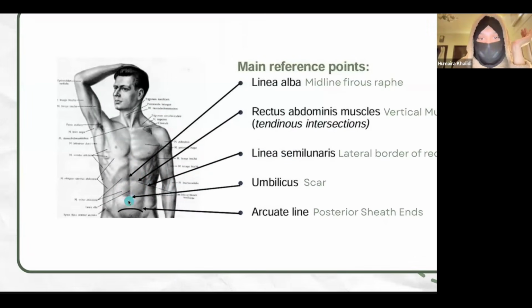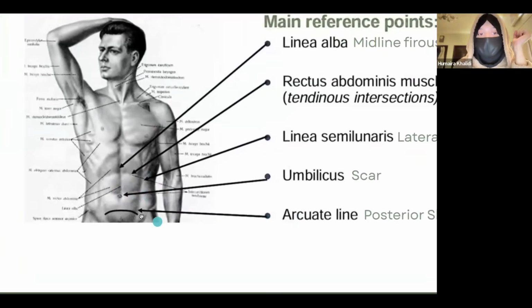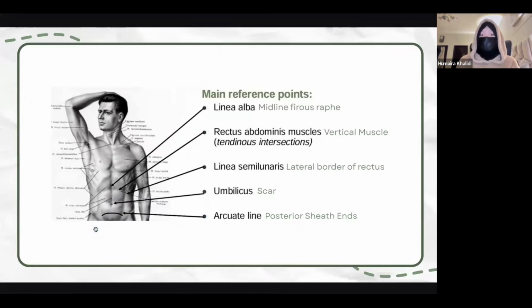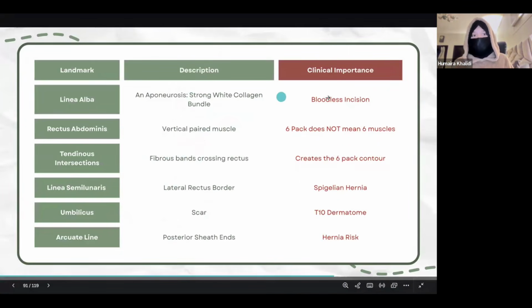You have the umbilicus scar, or the belly button. And you have the arcuate line, which is again a lighter whitish color line, which basically marks the end of the posterior sheath. It basically covers this. Okay, now again, a briefer description of every one of these. I mentioned all of this, so I'm just going to go into the clinical importance.